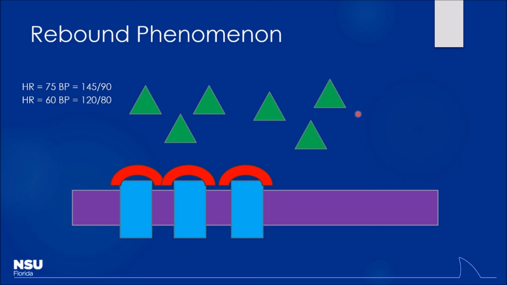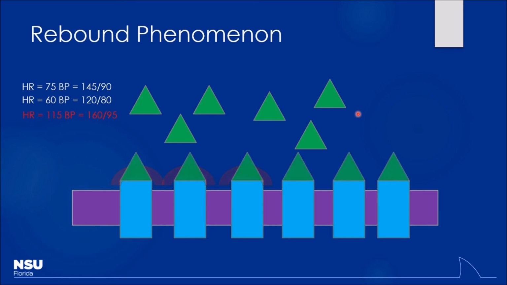Now the cells respond by upregulating the number of receptors available. It says, okay, let's put some more receptors on the surface here, maybe we'll get more activation and get back to a normal homeostatic baseline. But then I take the drug away all of a sudden. Now what happens? Now you get rebound hypertension and tachycardia.